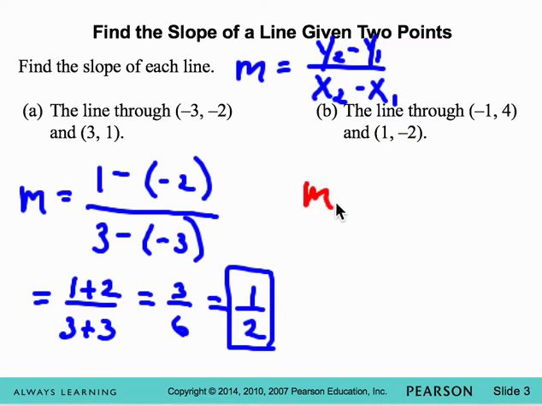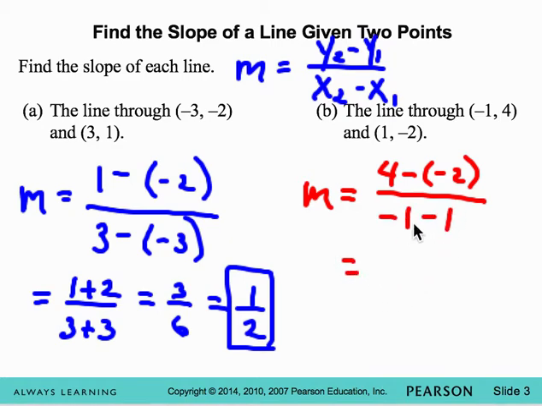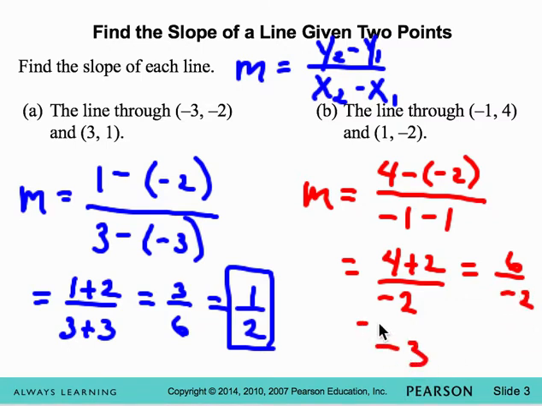Let's do this one. Okay, this time maybe I'll start with this point because it doesn't matter. So 4 minus 2, but because I started with this point on my y's, I have to start with this point on my x's. So -1 minus 1. Now I just have to do the math. This is 4 plus 2. And these signs are the same, so I add the numbers, but keep the sign in the biggest one. So this is 6 divided by -2, or -3.